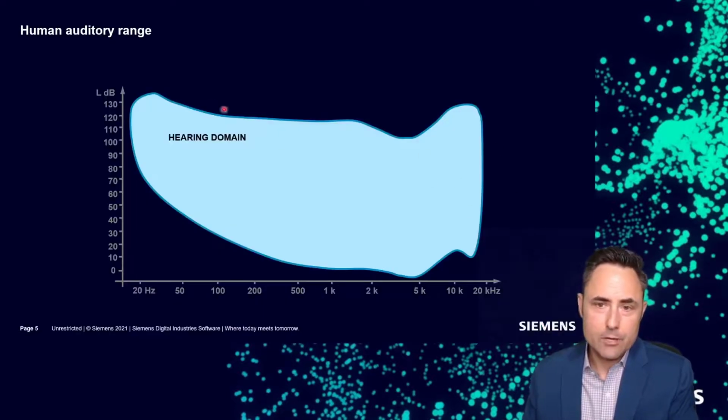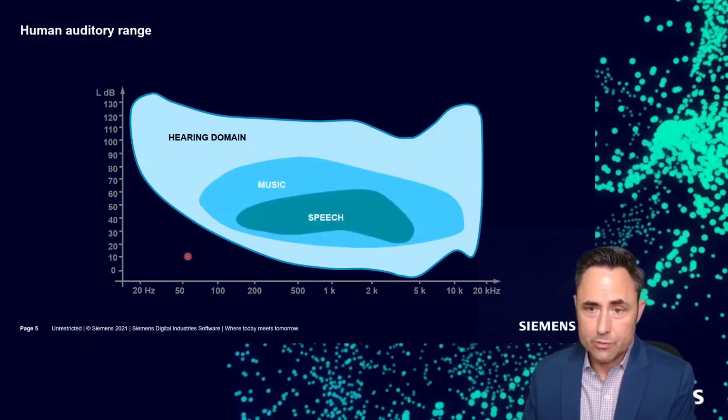If I took the human hearing domain and put it in a blue shape here, this is what we would get. You see this is the frequency axis down here, and this is what we'll call level or amplitude, volume, if you will. Essentially this shape means that we can hear everything inside the blue area, and outside the blue area we cannot hear. So if we hear it, it's in this blue hearing domain.